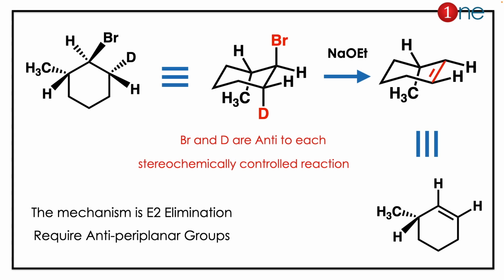Here the problem is in the blind side. If you look at the cyclohexane compound, you have to always draw it in the chair form. If you draw it, you will find bromine and deuterium are opposite. You are using sodium ethoxide.